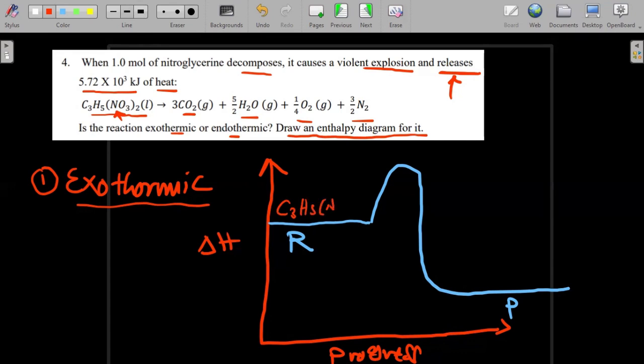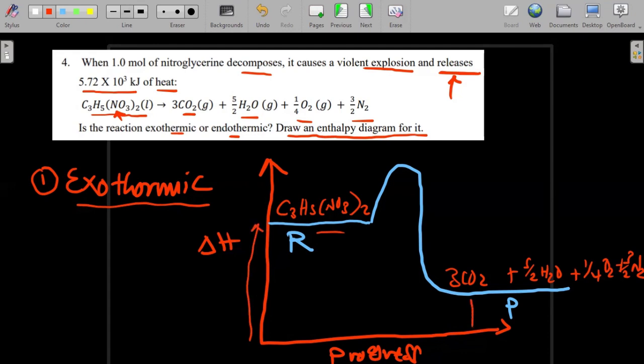All right, so we are going to say here on the reactants, we have C3H5(NO3)3. So this is the reactant, and then it decomposes to form carbon dioxide here, plus 5/2 water, plus 1/4 oxygen, then plus 3/2 nitrogen, like that. So these are the products, and that there is the reactant. So we are seeing that this reactant here is at a higher enthalpy than these products here.